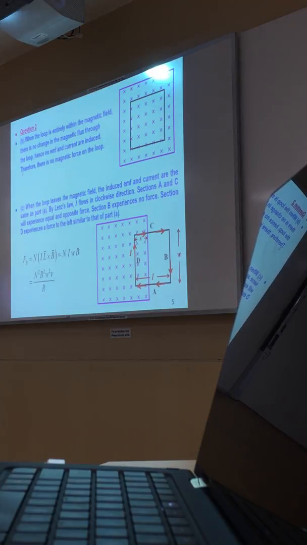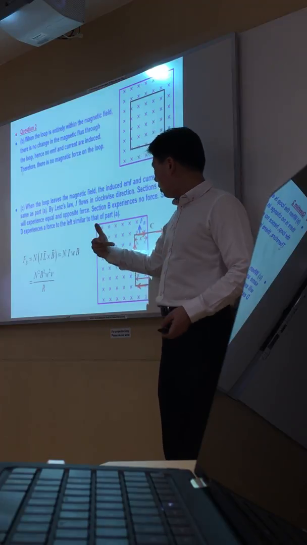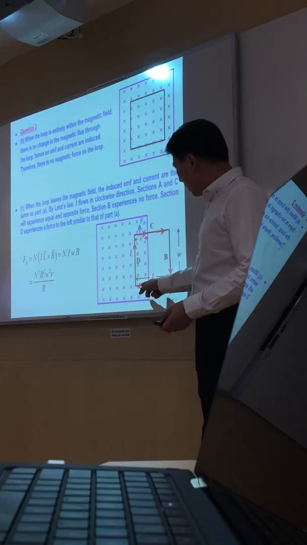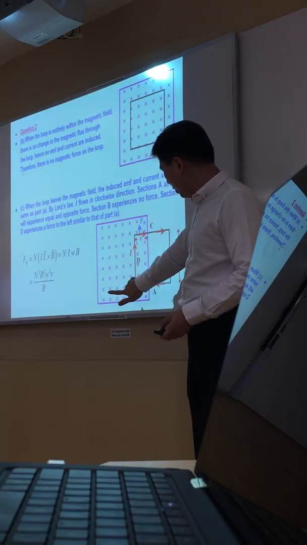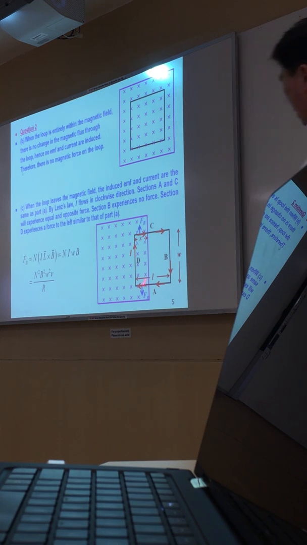Then as before, only this segment of the loop which is inside the magnetic field experiences a force. For the upper segment, the force is now directed up because it's IL cross B. You see that? And for the lower segment, it's IL cross B down. And these forces, up and down, are equal in magnitude. Therefore, the net force is 0 in the vertical direction.